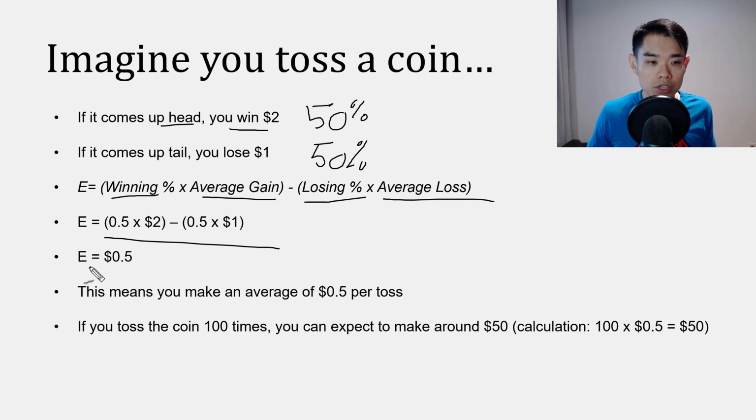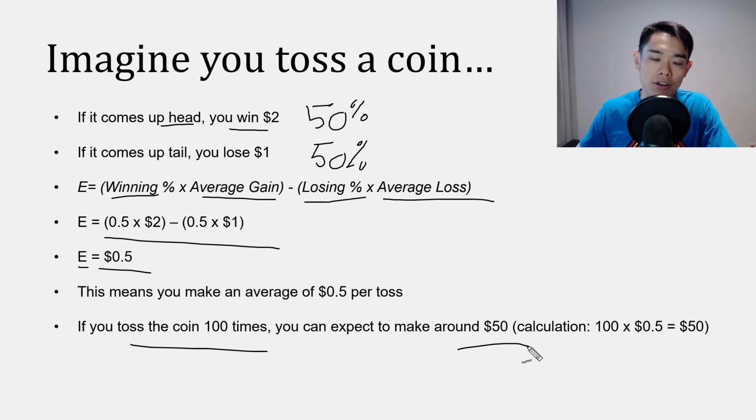And there you have it. So your E is 0.5. What does the E mean? Simply put, it means that on average, whenever you toss a coin, you can expect to make about 50 cents, 50 pence, wherever you are in the world. In Singapore, we call it cents, 50 cents per coin toss. And if you toss the coin 100 times, you can expect to make around $50 at the end of the 100 tosses. Okay, so this is how you actually use the expectancy.